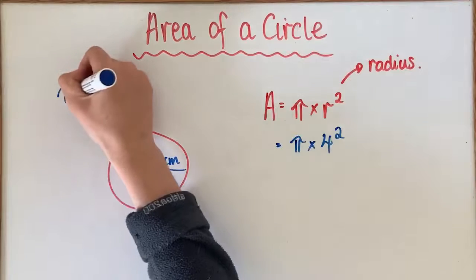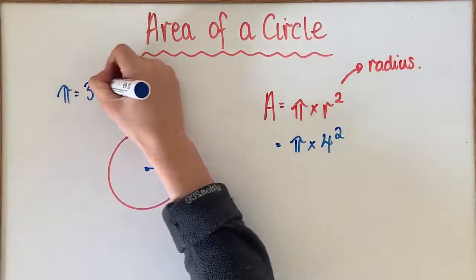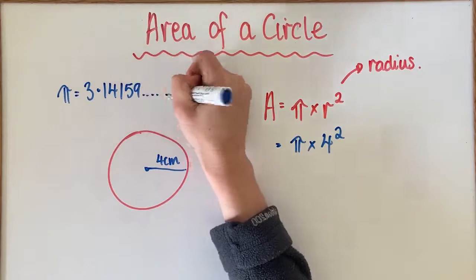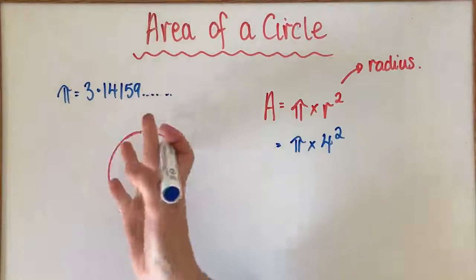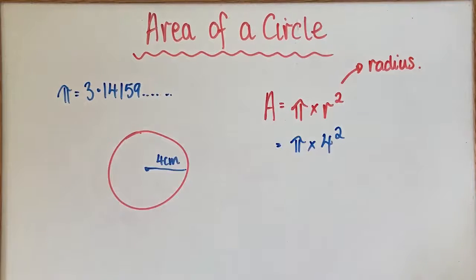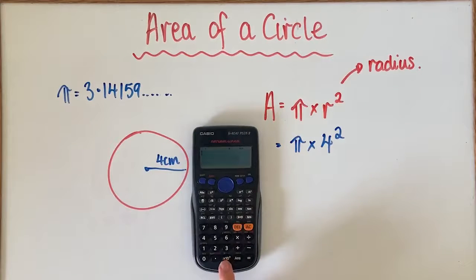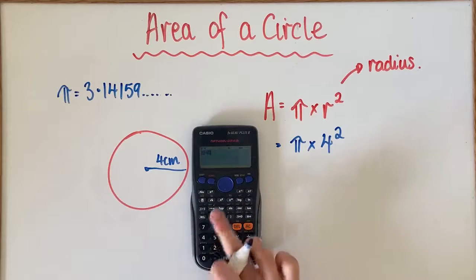Remembering that pi actually represents a number, and that number is 3.14159, and it goes on and on. Okay, but we write it as pi because it's a lot easier than having to write this number out that goes forever and ever. So you can type that straight into your calculator. If you have a calculator like mine, generally the pi symbol is written somewhere like that. So I'm going to go pi times 4 squared.